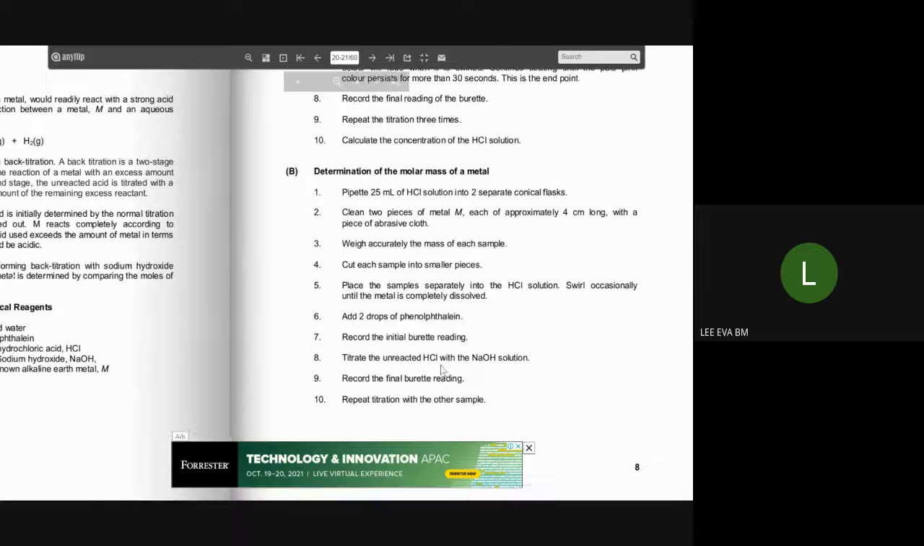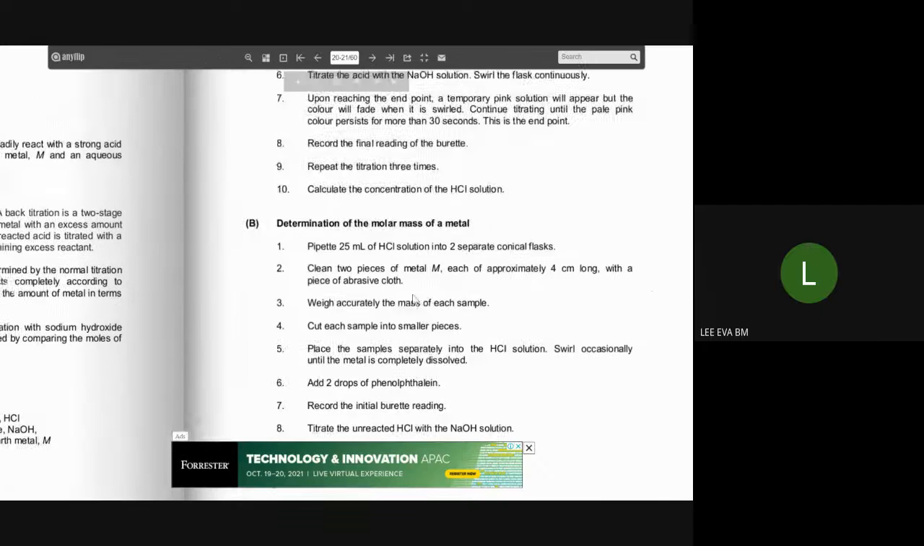And then after that, if you look at number 7, then we are using burettes again. So we fill in the burette with our NaOH, and then we do the titration steps, to get the volume of our NaOH, and the concentration of the HCl, so we can know the mole of unreacted HCl.